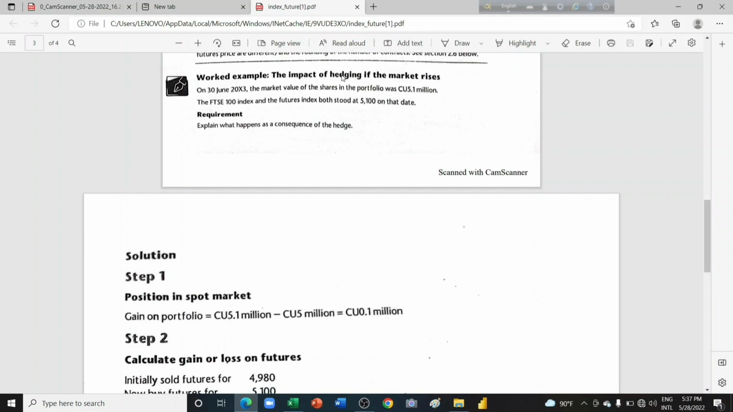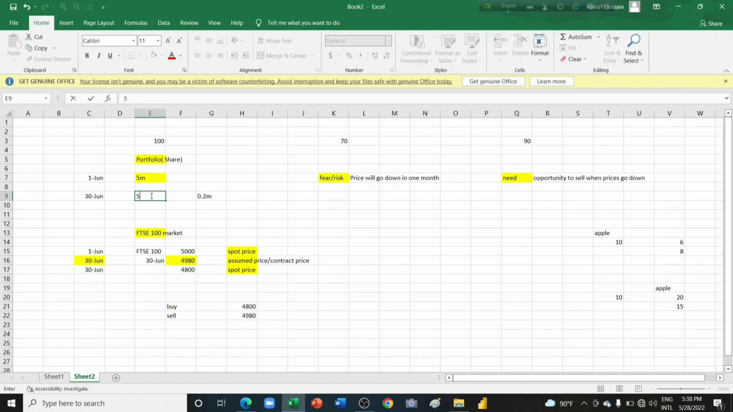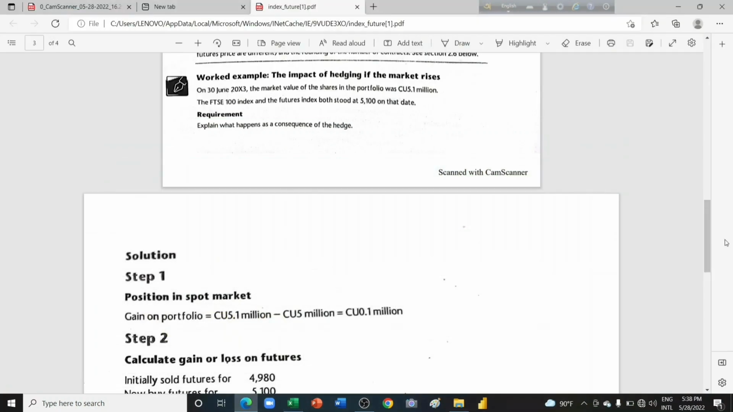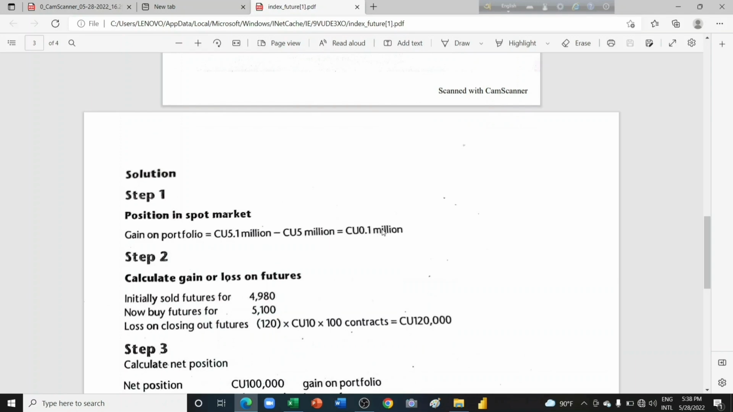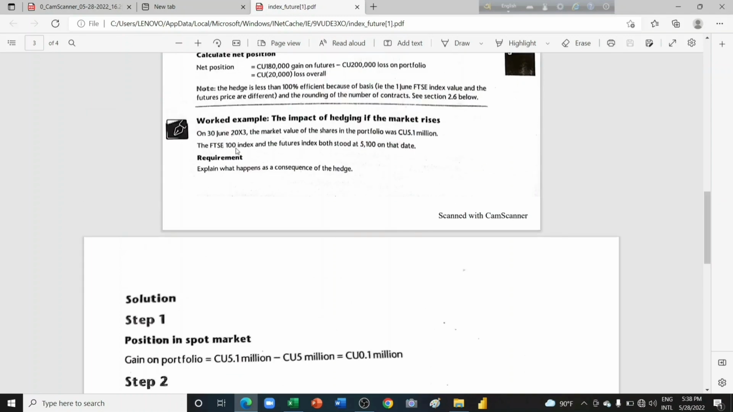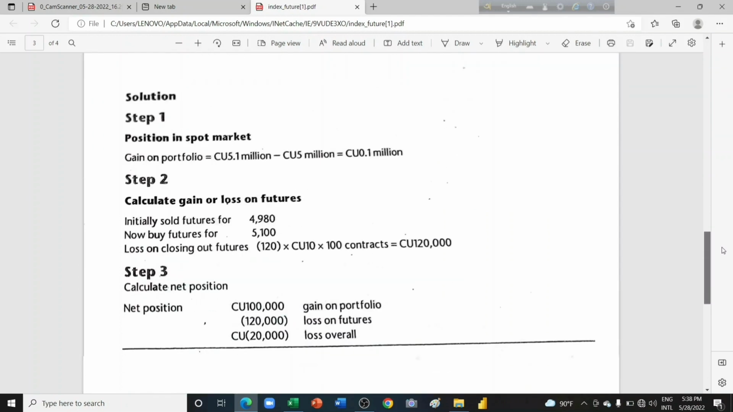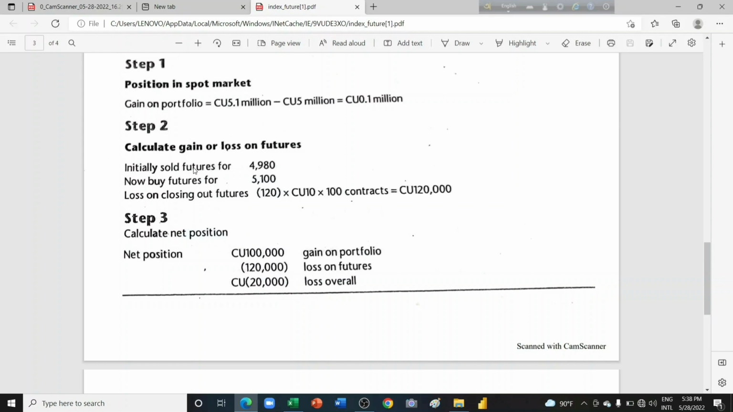Now, what would happen if the market had risen instead of falling? Assume that on 30 June, the market value of our shares went to 5.1 million instead of 0.2 million. So we would get a gain in the share market of 0.1 million. But the FTSE index is related to the share market, as the FTSE index is used to hedge against the fall or rise in the share market. The FTSE 100 index price on 30 June was 5,100 points.